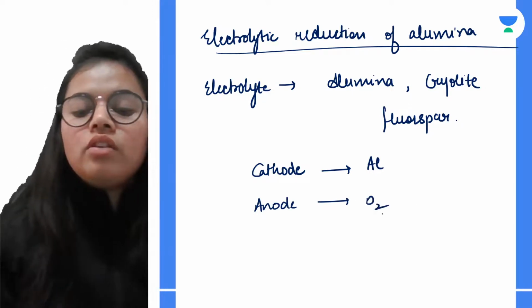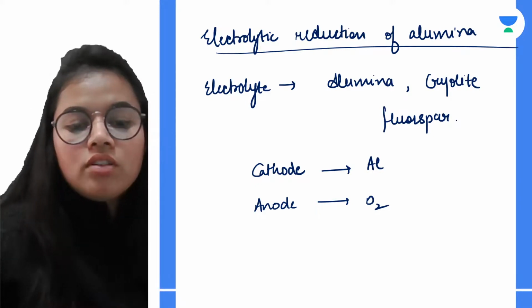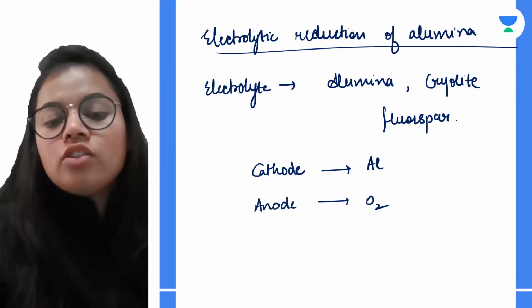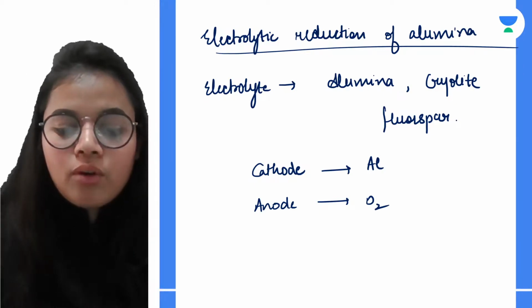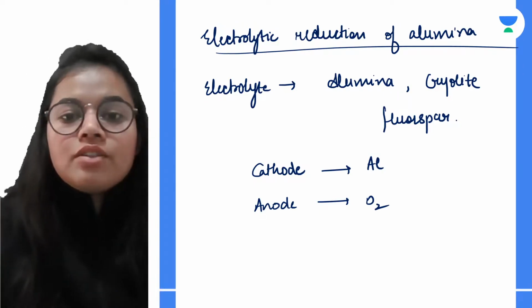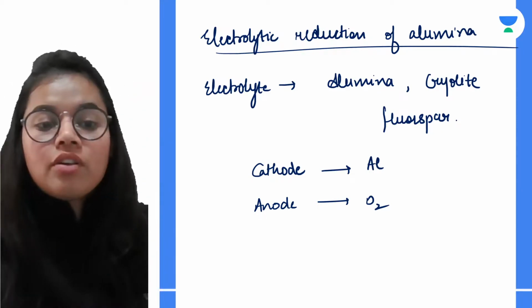Also, the anode needs to be replaced from time to time. Why? Because it gets oxidized, and it damages the graphite rods. So these are some of the questions which are important from your metallurgy unit.